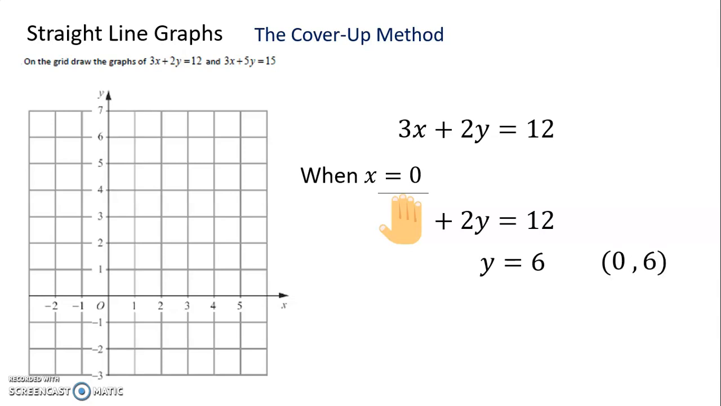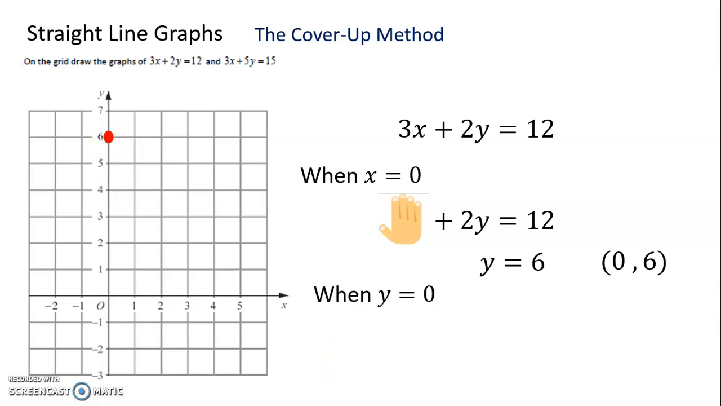And that gives us a coordinate. Gives us the coordinate 0, 6. And I can plot that. So as you can see, I've plotted that over here. When x is 0, y is 6. And this is where it's going to cross the y-axis. This is going to be the intercept.